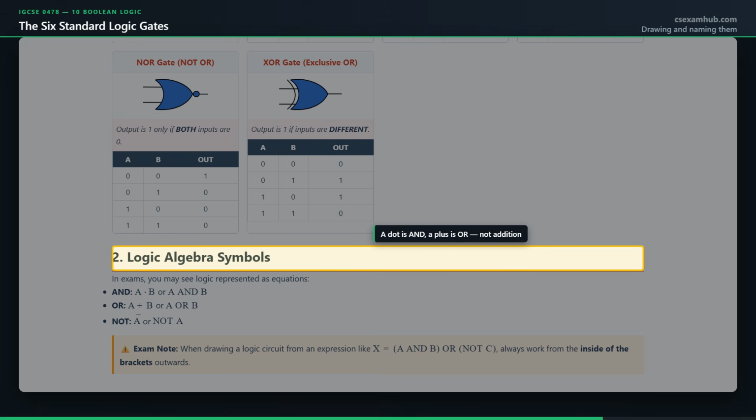In written logic, you will also meet the algebra notation, a dot for AND, a plus for OR, and a bar or apostrophe for NOT. So A dot B means A and B, and A plus B means A or B, which can be confusing at first because that plus does not mean addition.